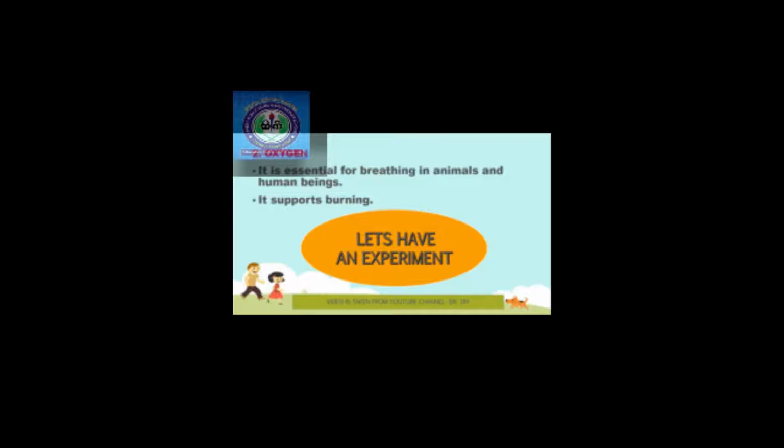Now next is oxygen. Oxygen is the most important thing required by any living organism, because it is essential for breathing in animals and human beings, and even in plants, at night. We have already studied that for photosynthesis plants take in carbon dioxide and release oxygen, but at night, when they are not photosynthesizing, they take in oxygen and give out carbon dioxide. Oxygen also helps in burning. Anything that burns does so because of oxygen. If oxygen is not there in the air, nothing can be burned.